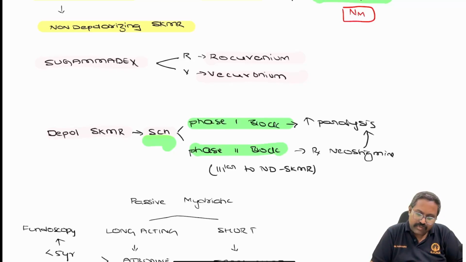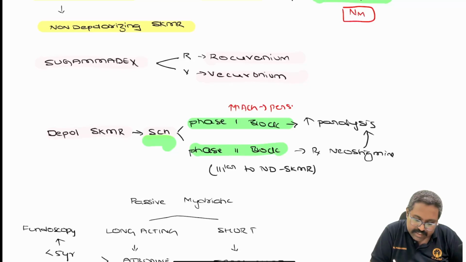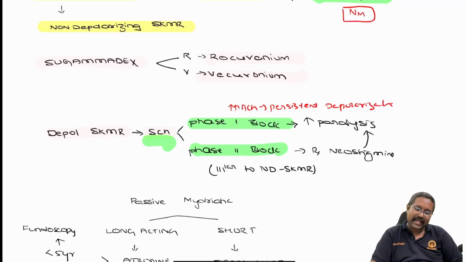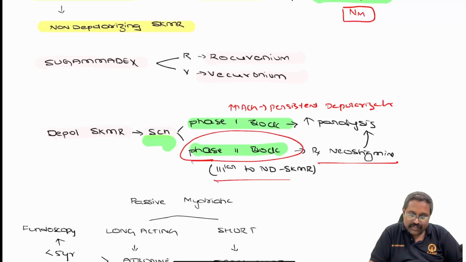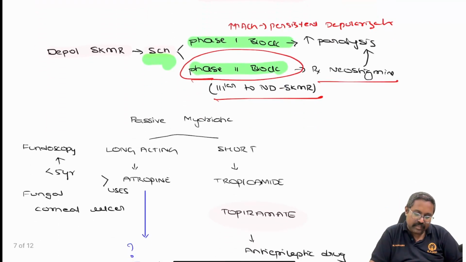So what will happen if you give neostigmine? Please remember, phase 1 is due to persistent depolarization. Why does persistent depolarization occur? If there is an increase in the availability of acetylcholine, this persistent depolarization will lead to muscle paralysis. So neostigmine will not be useful in reversing the phase 1 block. Whereas neostigmine is useful in reversing the phase 2 block, because it acts similar to the non-depolarizing skeletal muscle relaxant. Is that clear?